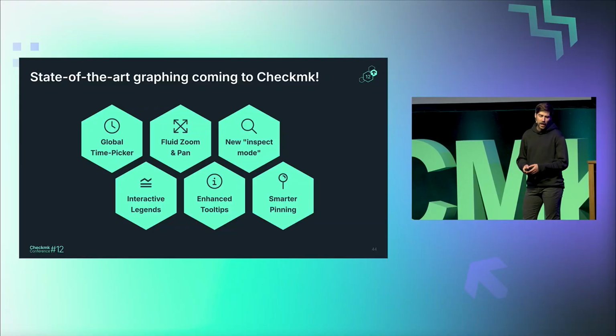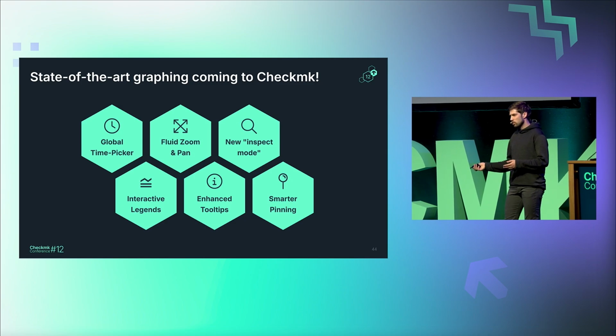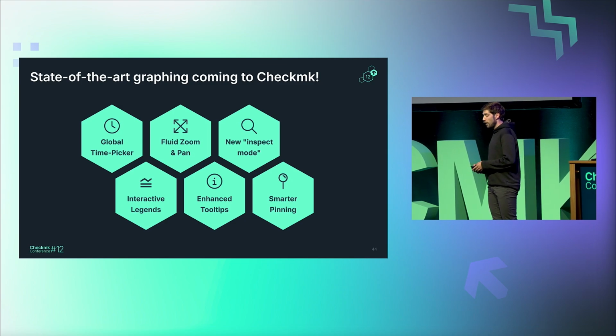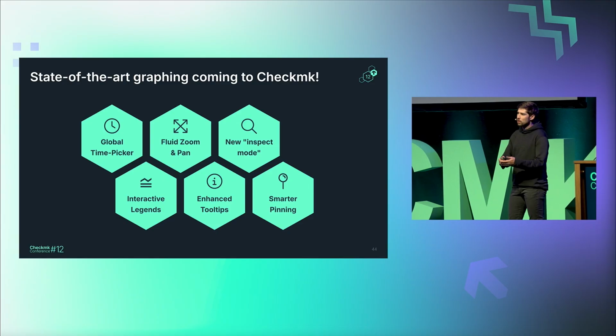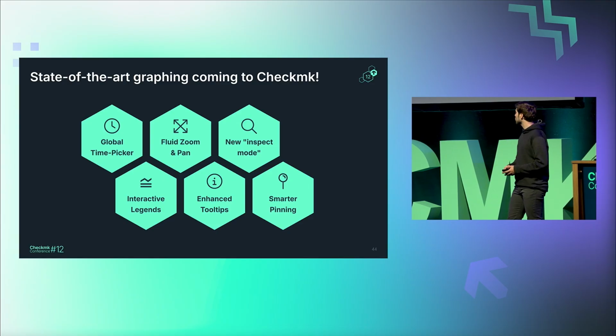To summarize, we want to have a global time picker that is much, much more powerful than the one that you have. We want to touch zoom and panning. We want to have something like an inspect mode, where you can see what really matters. We want to improve the legends. We want to have enhanced tooltips and a lot smarter pinning. At the end, this means that we will completely replace the graphing framework. We will remove the old one and go to a completely new UI stack and basically move it to our new front-end framework that we invested a lot in in the past.